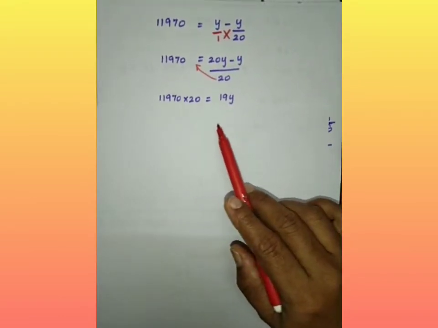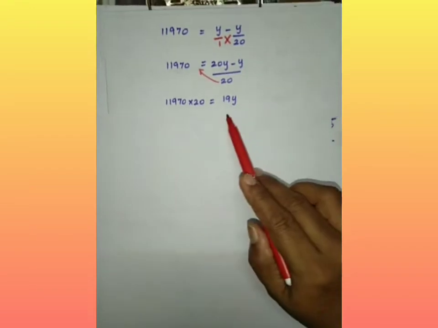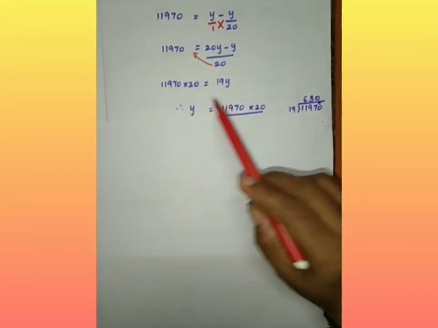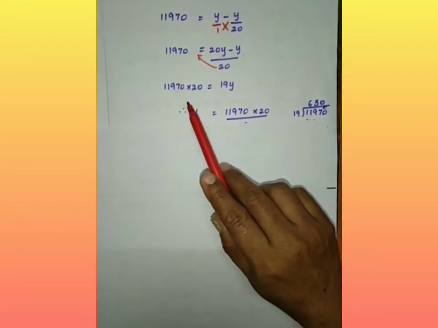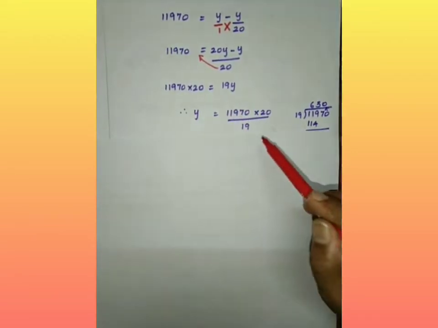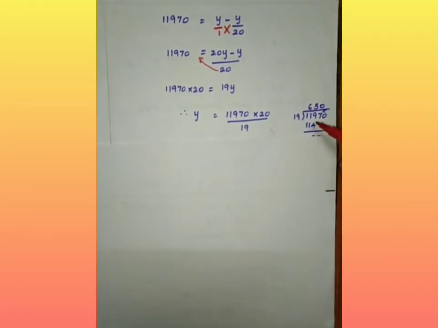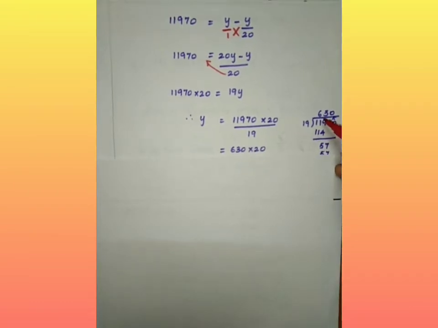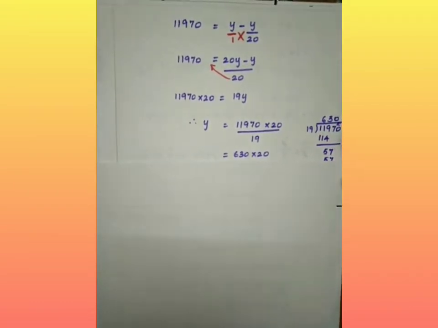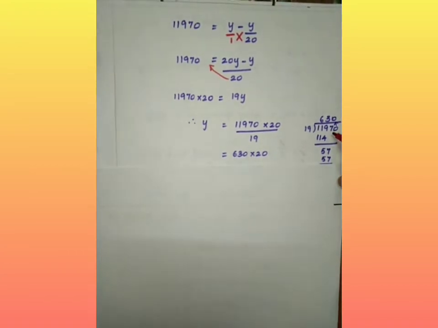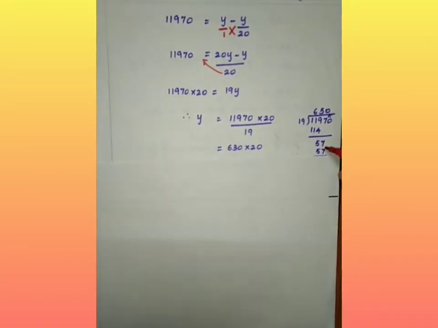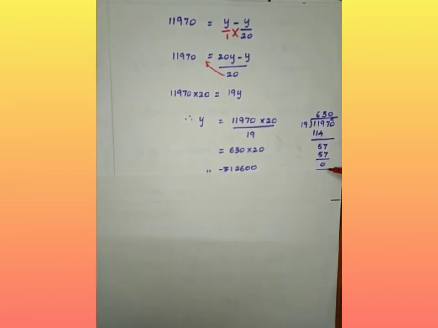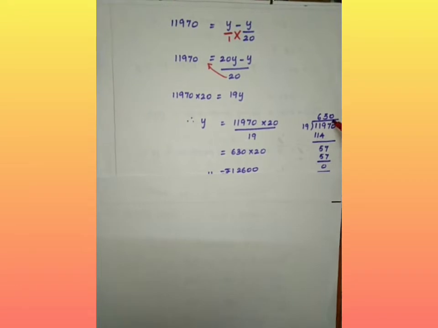Therefore 11,970 into 20 equals 20y minus y, which is 19y. Now we are going to find the value of y. Therefore y equals 11,970 into 20 by 19. Then we can divide 11,970 by 19. So 6 times 19, 6 are 114. When you subtract, you get 5 and the next value we bring down, that is 57. So 19 3s are 57. 57 minus 57 is 0. Then the last 0 we write in the quotient place.